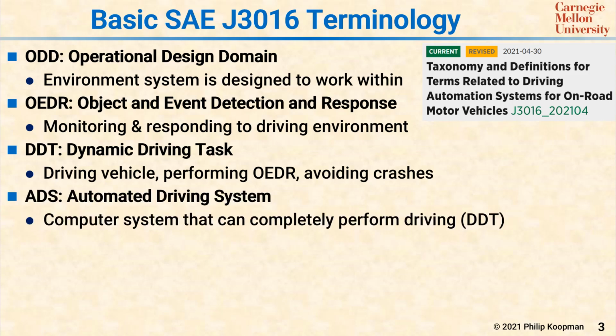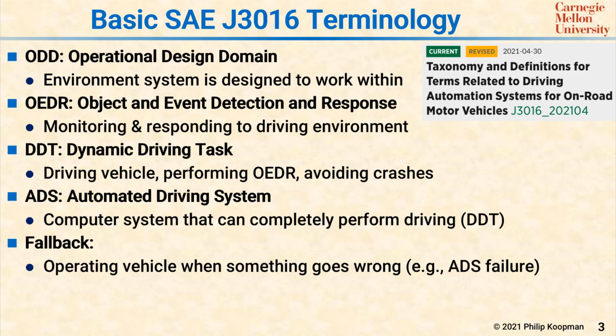An ADS, an automated driving system, is a computer-based system that is able to completely perform the dynamic driving task, DDT. This means that in normal conditions, one puts an ADS into a vehicle and the ADS's job is to perform the dynamic driving task at least. That gets you an SAE Level 3 or higher vehicle.